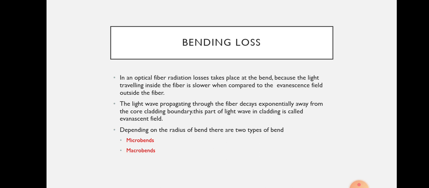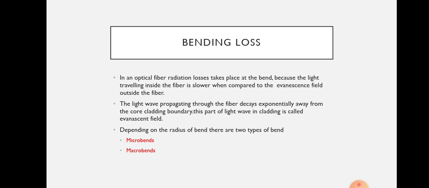We know that when light is propagating through the fiber, it will decay exponentially away from the core-cladding boundary, and its strength is maximum at the core and decays toward the cladding interface. This part of the light wave that is spread into the cladding is called the evanescent field. So radiation loss may take place at the bend, because the light traveling inside the fiber is slower when compared to the evanescent field outside the fiber. And this evanescent field results from the spreading of the light traveling through the core.